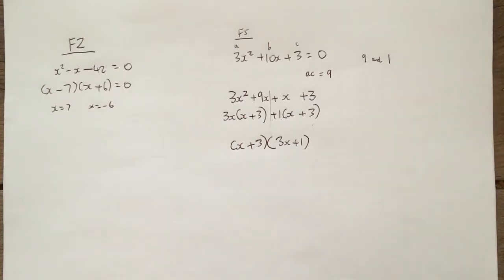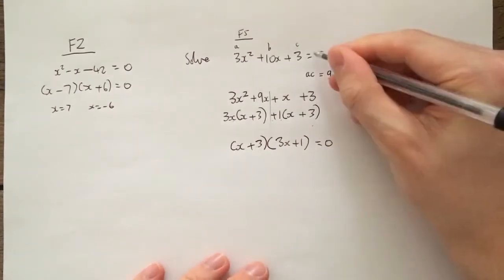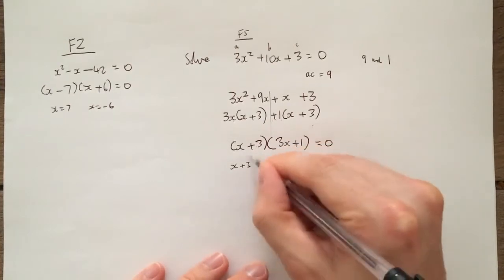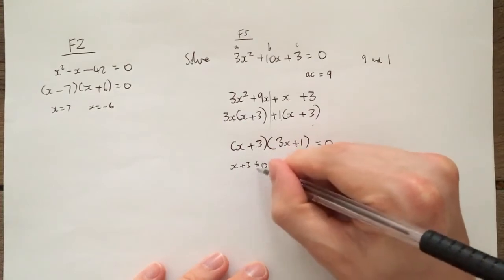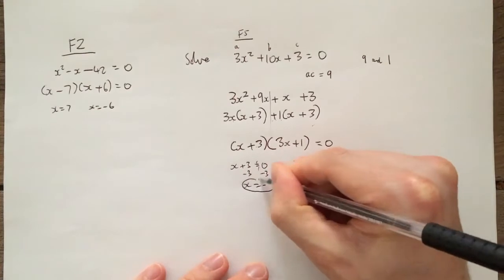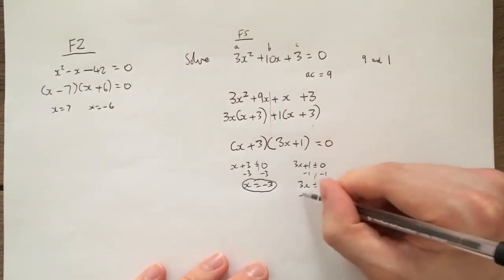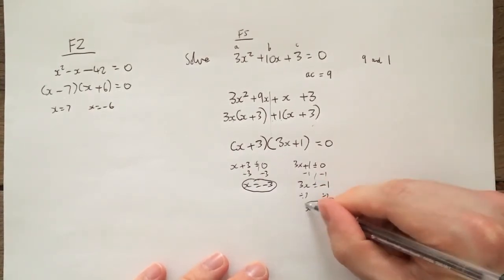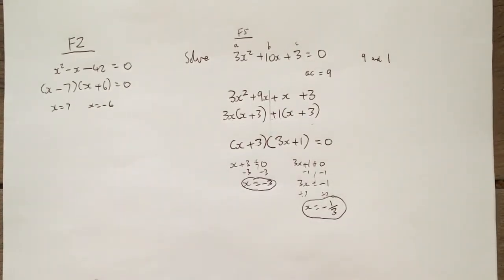If it says to solve, which it will do, then you've still got to equal it to 0. And then you do the same process that you normally would for the previous questions. x plus 3 equals 0. 3x plus 1 equals 0. Minus 3, x equals negative 3. Minus 1, 3x equals negative 1. Divide by 3, x equals negative 1 over 3. Okay, so that's our answers there to solve it.